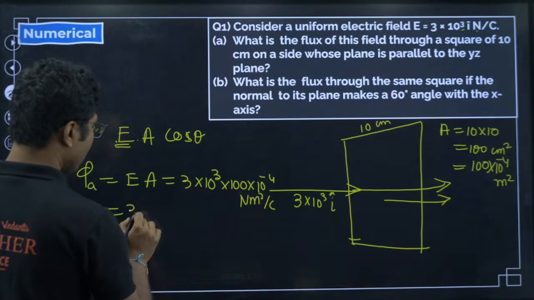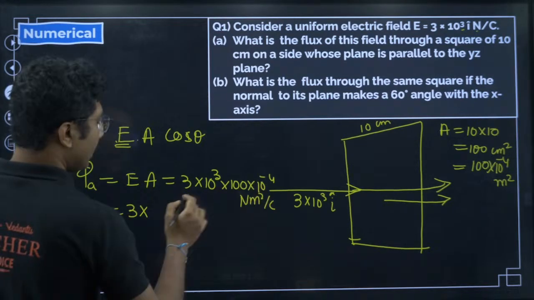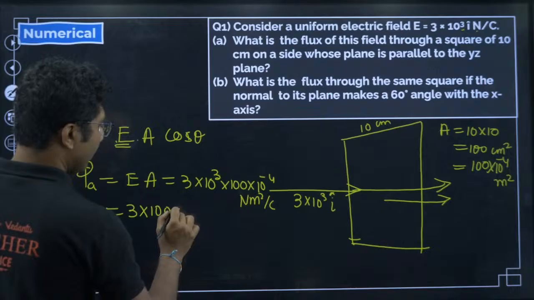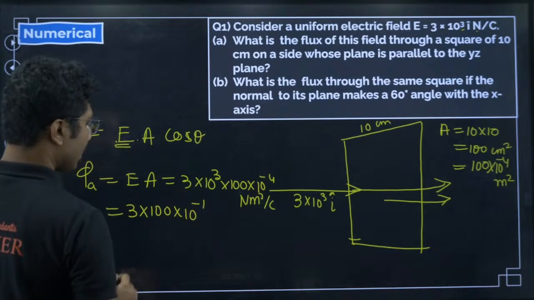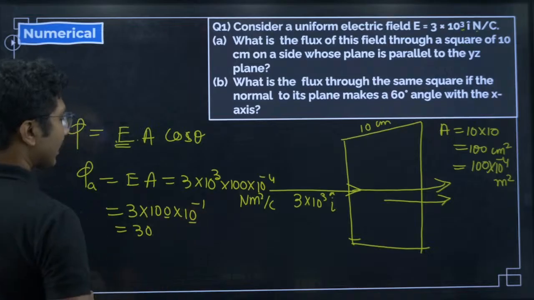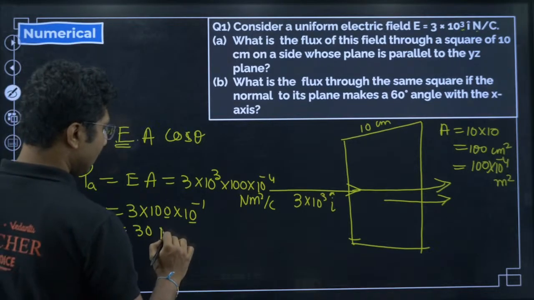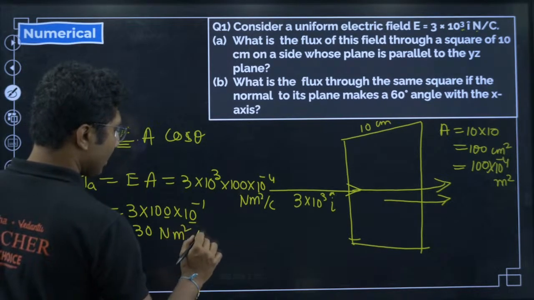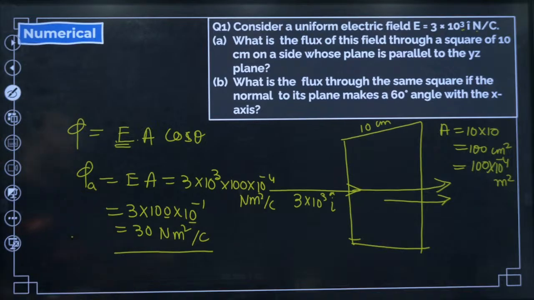So, 3 into 100 into 10 to the power of minus 1. So, it will be 30. Okay, 10 to the power of minus 1 and 10 cancels, you get 30 Newton meter square per coulomb. So, this is the case in the first problem.